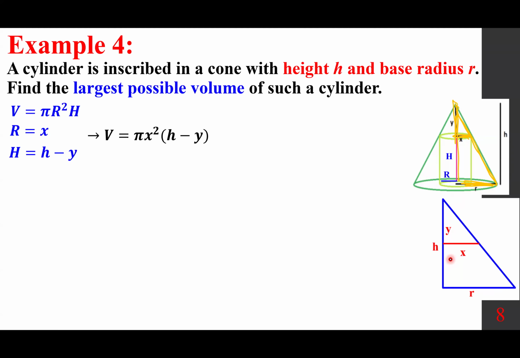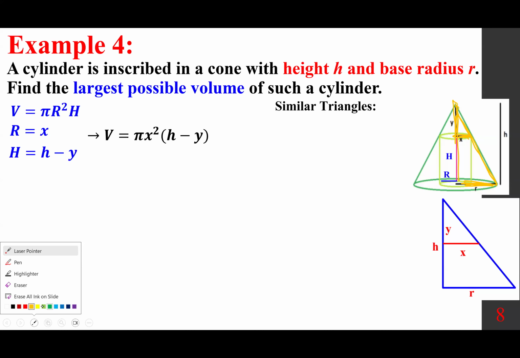And this one is h minus y, obviously, just in case. So as you recall, in the case of similar figures, corresponding angles are equal, corresponding sides are in proportion. So this small one, this is the small triangle, is similar to the large one. So for example, x over r is the same as y over h.